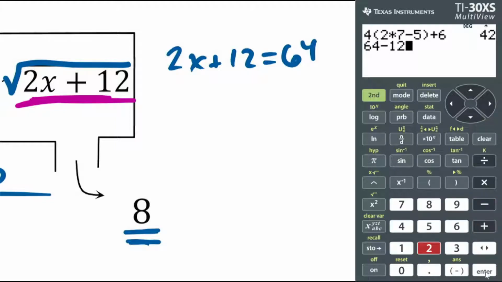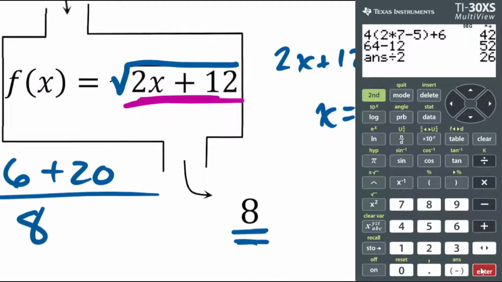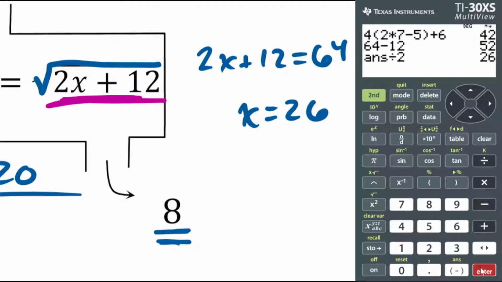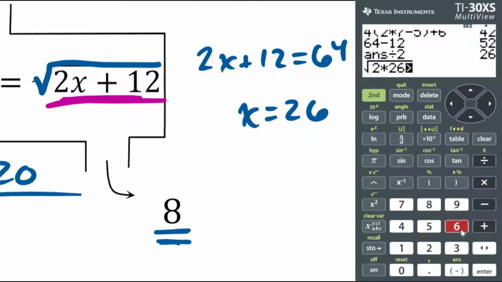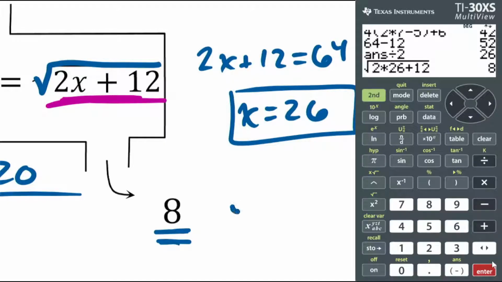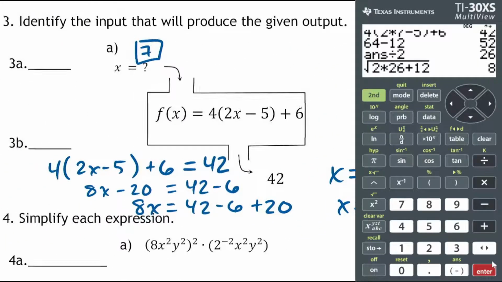And now that's 52. And I'm just going to take that and divide it by 2. And I think that when x is 26, this should work as planned, right? Does it? Let's check. So if I go the square root of 2 times 26 plus the whopping 12, that should give me, and it does, exactly 8. So when x is the number 26, my output is the number 8.